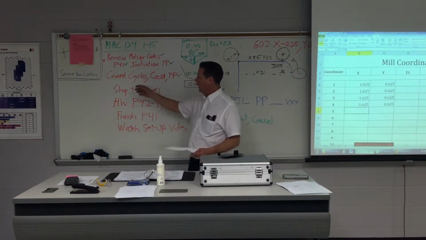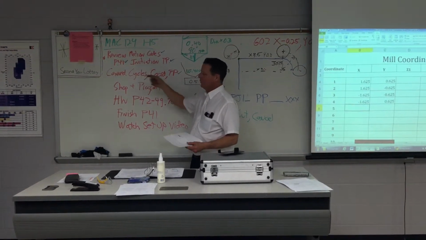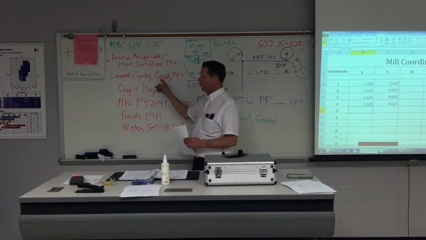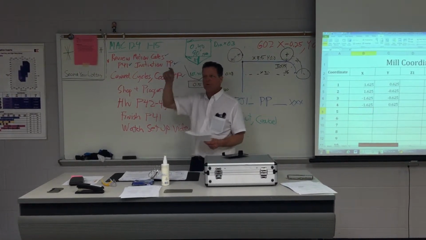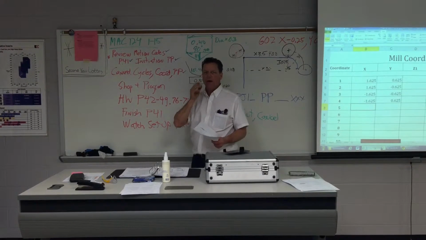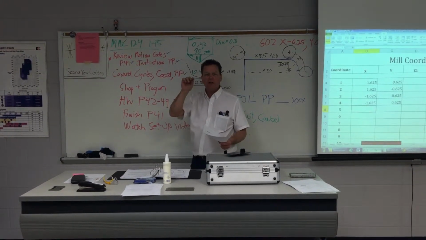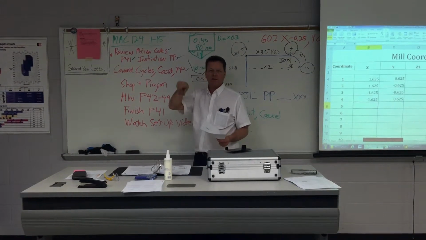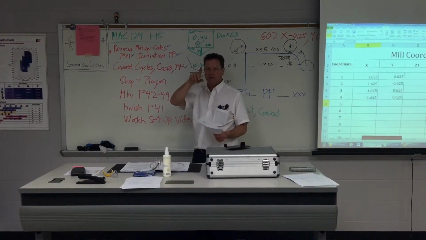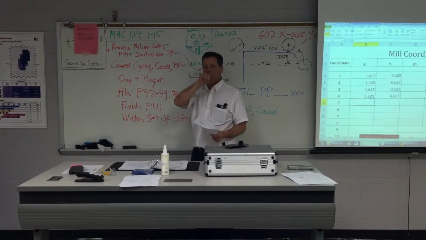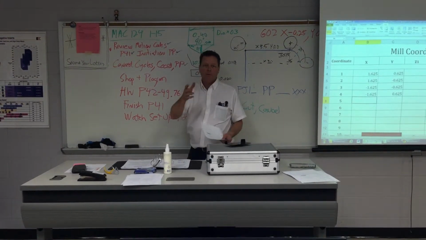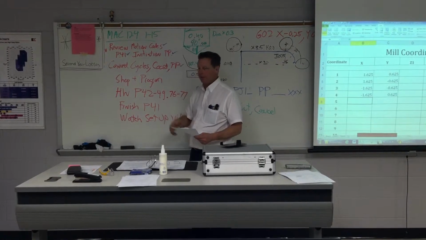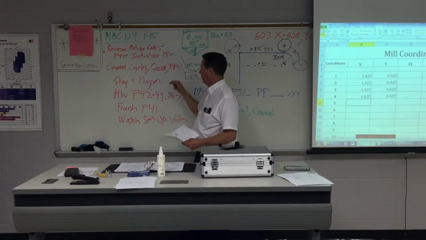Then we filled out some forms and we did the coordinates for this job, the first 4 holes in the corners. We noted that the origin is in the center of the part and that we're going to be using all 4 quadrants of the Cartesian coordinate system to find our locations. We opened up Excel for the first time and learned how to do math in an Excel program.